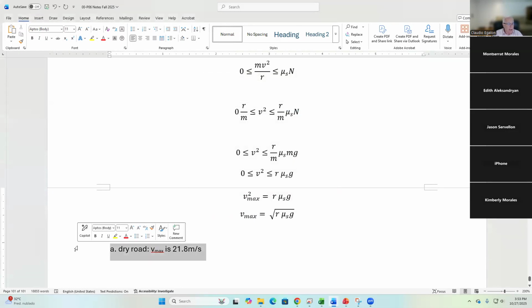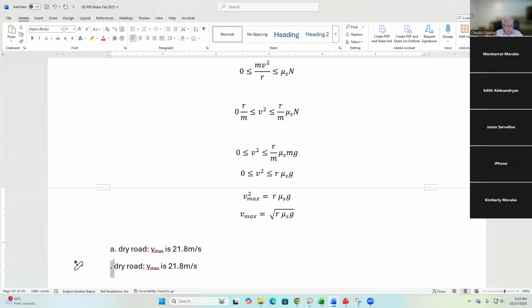For icy roads, it is very difficult and very unsafe to drive. I once almost lost control of my car on an icy road because the coefficient of static friction is very low. Imagine if the coefficient of static friction for ice were 0. You wouldn't have any friction whatsoever. It's a much lower speed for icy roads. That's how we solve this problem.